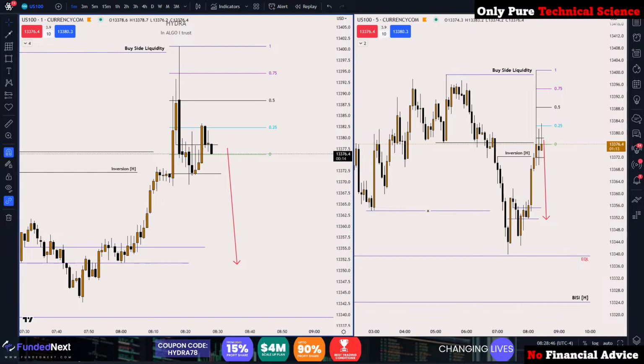On ES, let's look at ES. Yes, same. I'm calling the market on sell side on both pairs, Dow and Nasdaq. So let's see what happens.